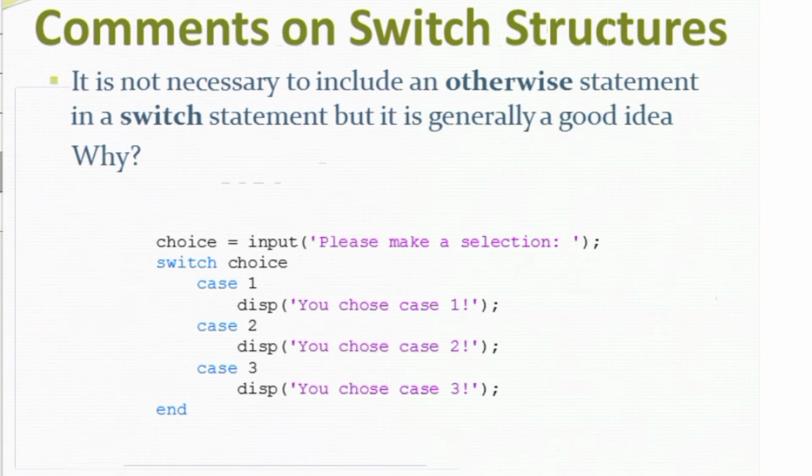But what happens if the user types in 5 or 10 or -2? You don't have a case to handle this, so what Matlab would do is simply skip over the entirety of your switch statement. So what you could do instead, if you have that otherwise statement, is have it be the catch-all for a mistake that the user might make. So in this case, if the user types in 5 or 10 or -2, it would display that is not a case, or you could have maybe an error message or something like that that pops up that tells the user, hey, you did something wrong, go back and try again.